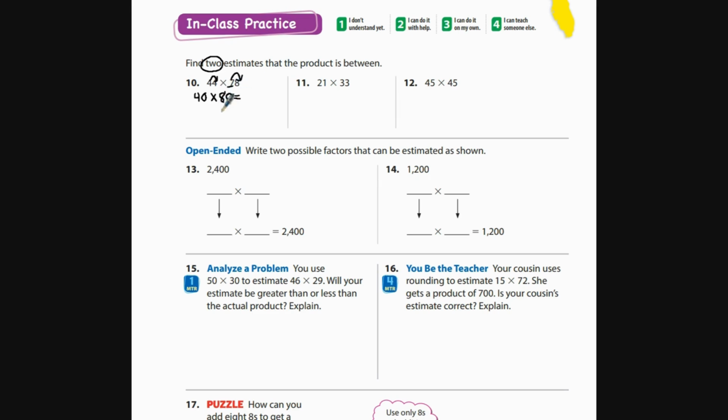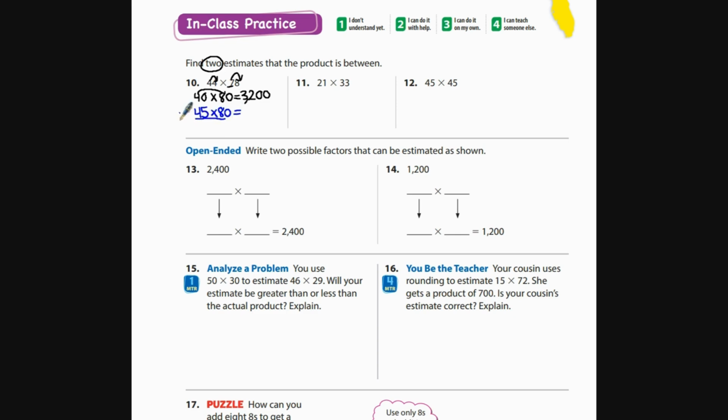Now I'm going to multiply. All right, I know that 8 times 4 is 32. And all I have to do is add 1 and 2 more zeros. 1 and 2. That's estimate number 1. Let's use compatible numbers. 44. Oh my goodness, that's so close to a multiple of 5. Let's make that a 45 times, we're going to stay with the 80, okay, equals, all right, here we go.